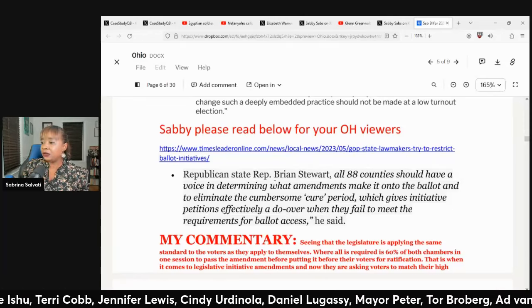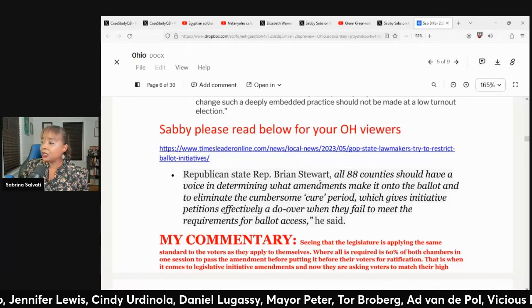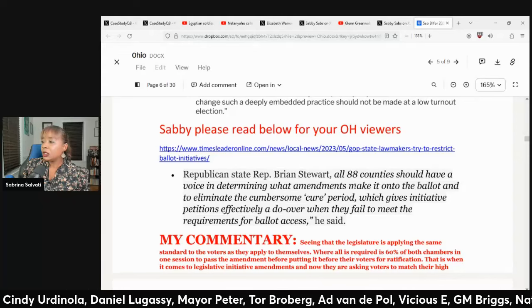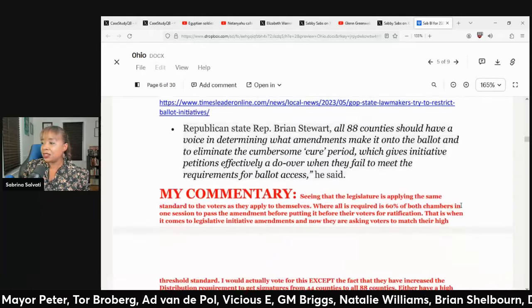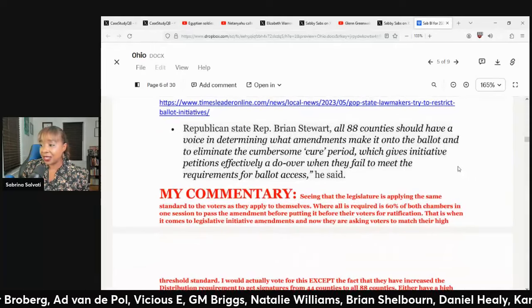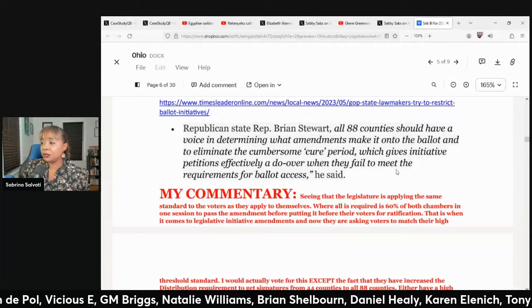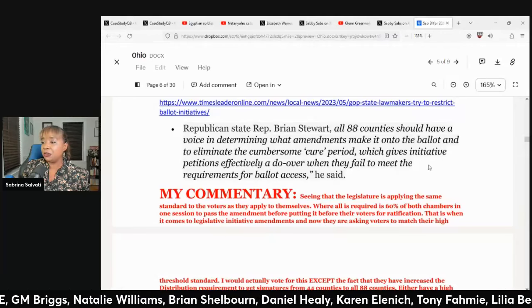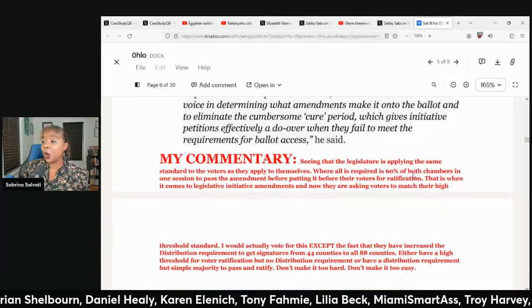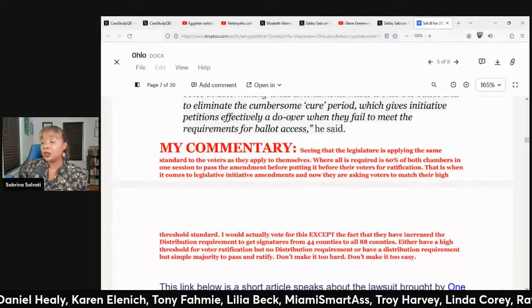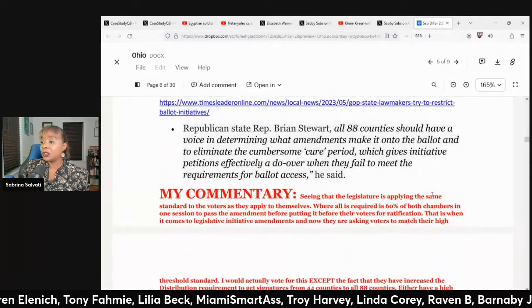Republican Representative Brian Stewart: All 88 counties should have a voice in determining what amendments make it on the ballot, and to eliminate the cumbersome cure period, which gives initiative petitions effectively a do-over when they fail to meet the requirements for ballot access. So that was coming from Brian Stewart.